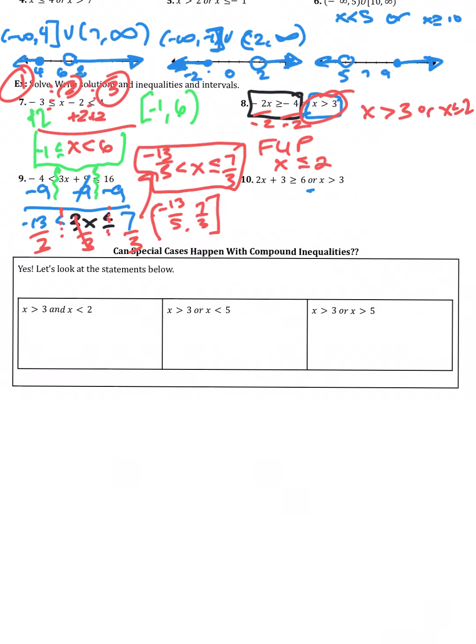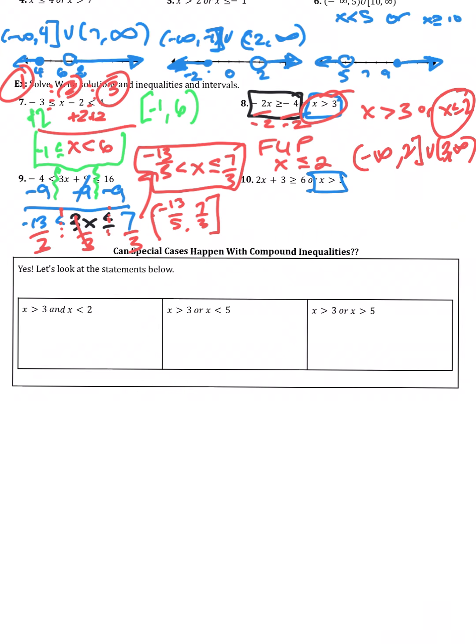If I was going to write that using interval notation, I'm actually going to write this one first. Less than or equal to 2 means -infinity up to 2, square bracket. 3 to infinity is x greater than 3. Go ahead and pause the video and try and work through number 10 on your own. Notice that this x is greater than 3 is already done, so you just need to solve the other one.